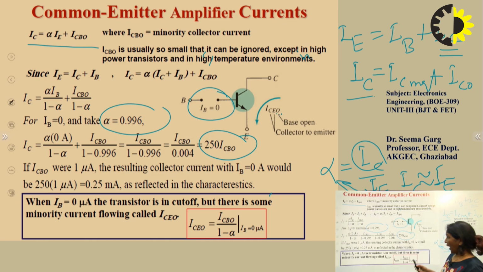So when IB is equal to 0 microampere, the transistor is in cutoff, but there is some minority current still flowing in the circuit due to the reverse biasing of the collector to base terminal.